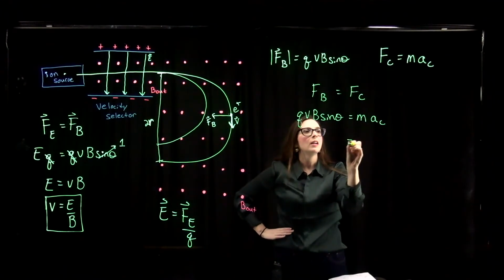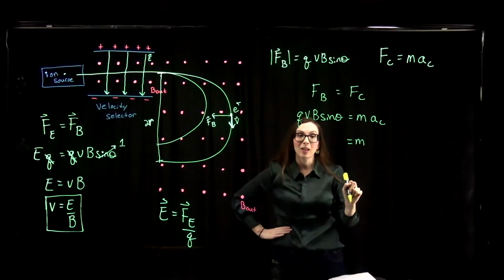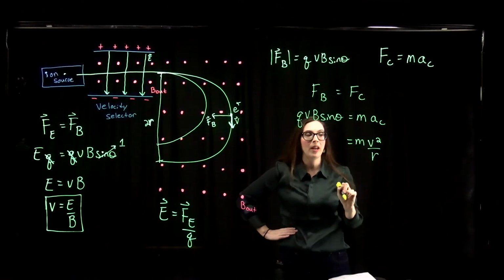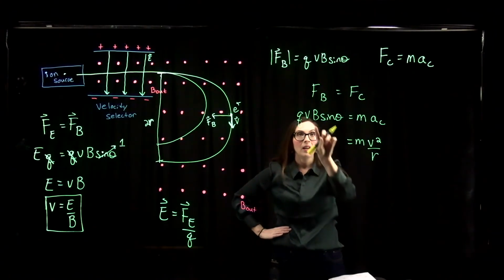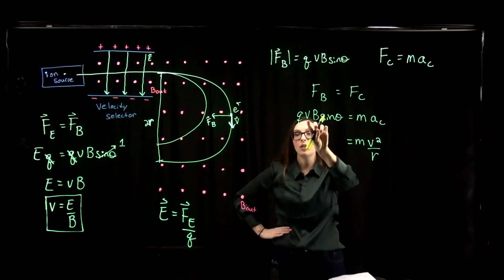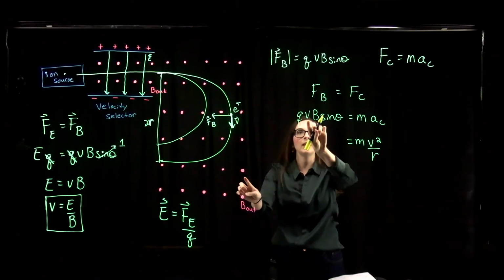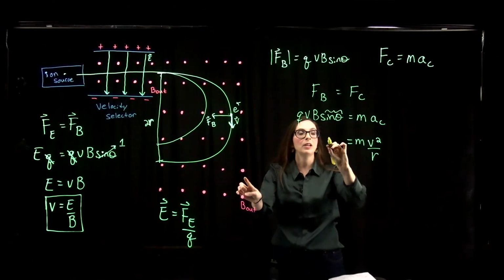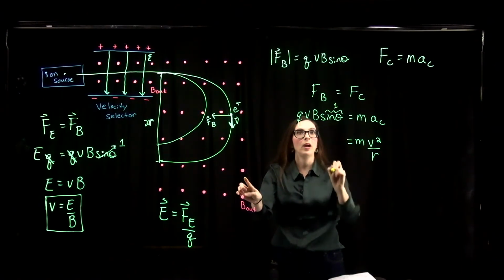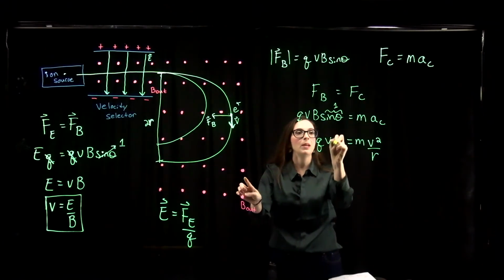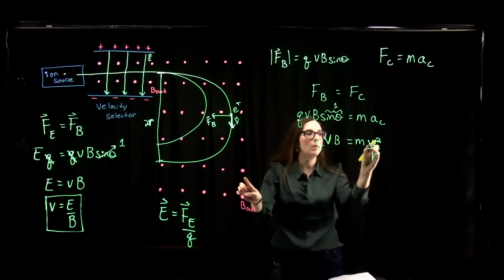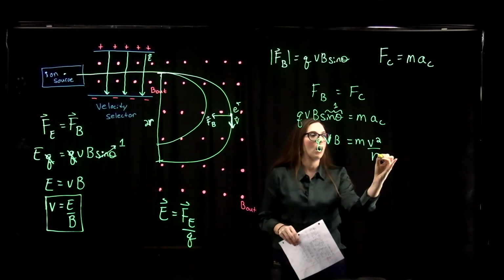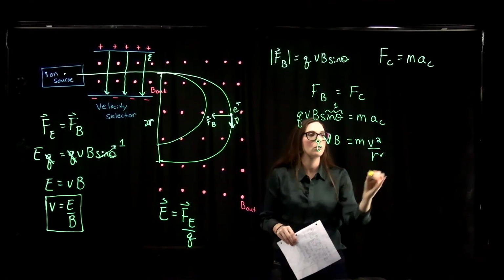Now we saw last semester that the centripetal acceleration is equal to the velocity squared divided by the radius of that curved path. Here we're also going to say that the velocity vector is perpendicular to the magnetic field vector, so theta is 90 degrees, and sine of 90 degrees is 1. So we've got QVB is equal to mv squared over r.